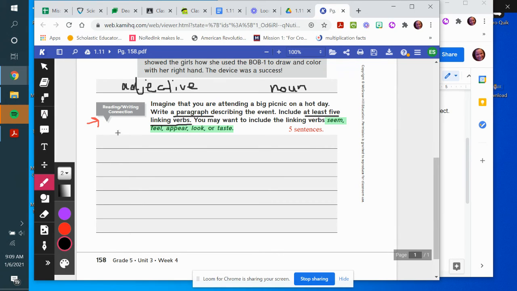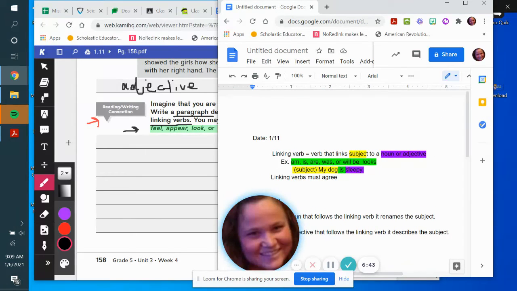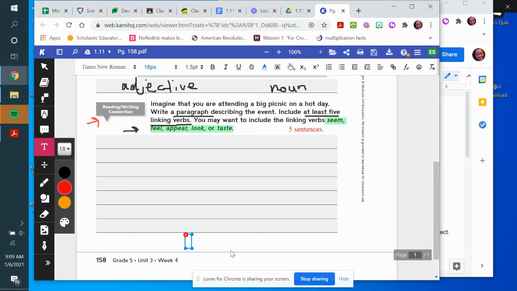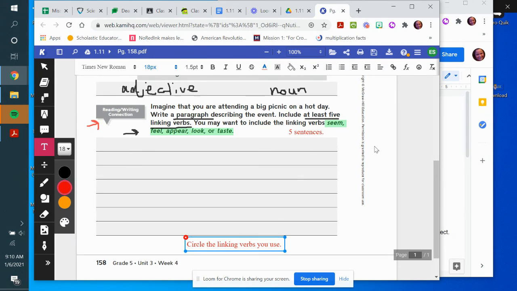Not only can you use those, and they give you them, but you can also go back in your notes and use all of these examples of linking verbs. There have to be 5. And in fact, for grading purposes, are you ready? I want you to, this is important, circle the linking verbs you use. All right, that's it. So you have to have 5 sentences. Circle the linking verbs that you use. You have to have at least 5 linking verbs.